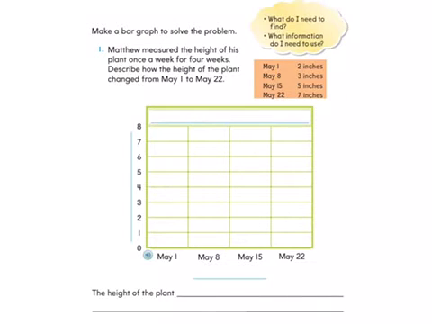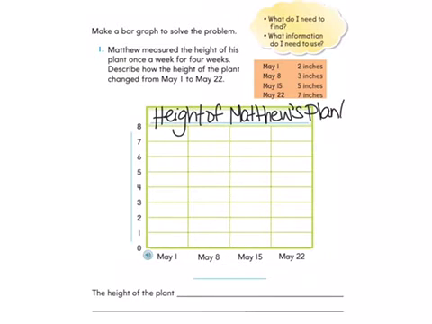So the first thing I'm going to do, I need to title this and I need to label my graphs like we did in our last lesson. I think a good title for this would be the height of Matthew's plant, because that's going to be all about what this graph is going to tell us. It's going to tell us the different heights that his plant was each week.